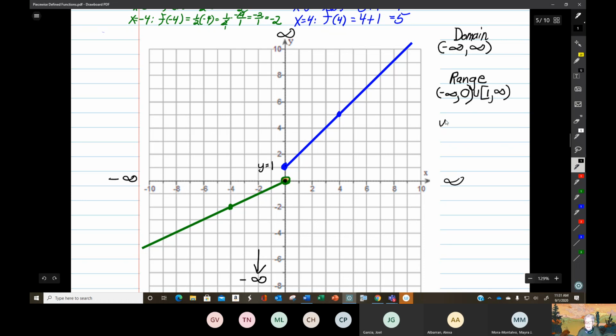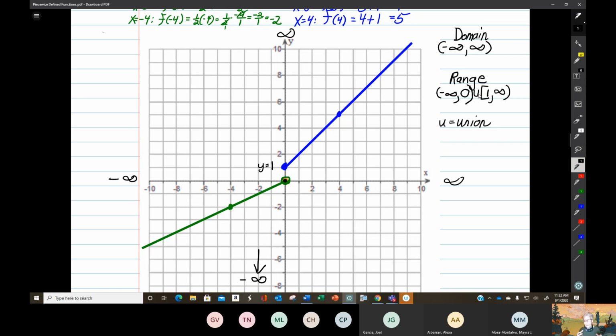U is called the union sign. Nothing to do with the American Civil War. The union sign, because it sticks two things together. It sticks two separate things together. Here, there's a break in the middle. Whenever you've got a break in the middle of your domain or your range, if there actually are x's that are not filled in, you're going to end up having to use a U between two intervals.